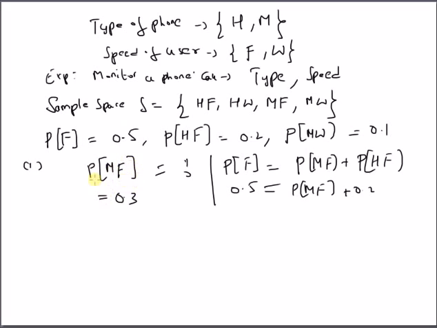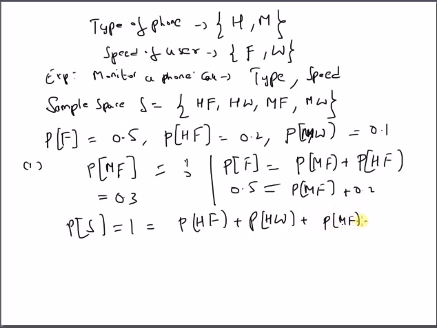So in order to determine any other probabilities, we need to know the probabilities of all the individual outcomes. We know that probability of HF is given, probability of MW is given, and probability of MF is just calculated. Now we want to know the probability of HW. By using the law of total probability, the probability of the sample space, which is equal to 1, is also equal to the sum of the probabilities of all the individual outcomes in the sample space, that is equal to P of HF plus P of HW plus probability of MF plus probability of MW.